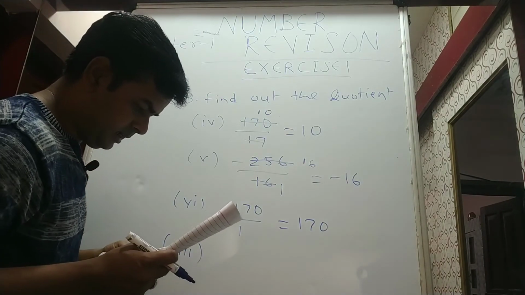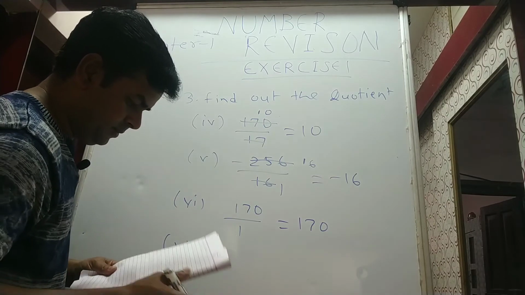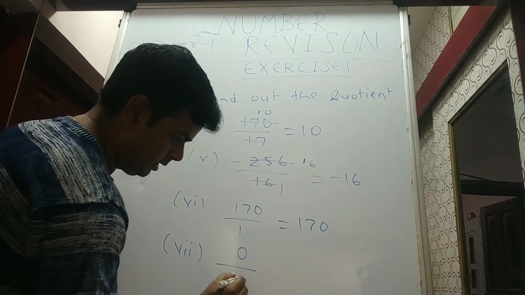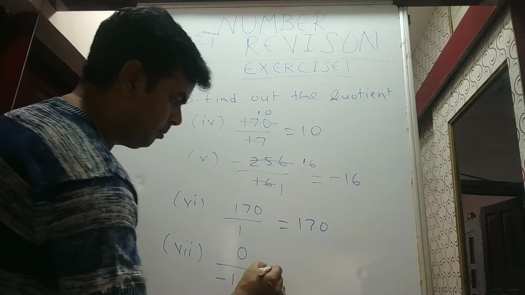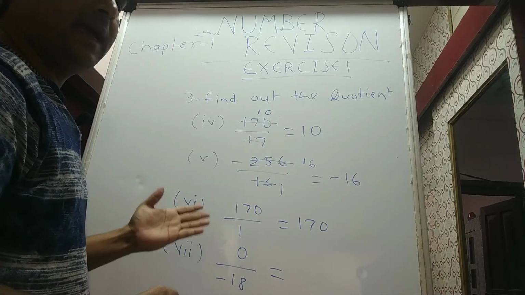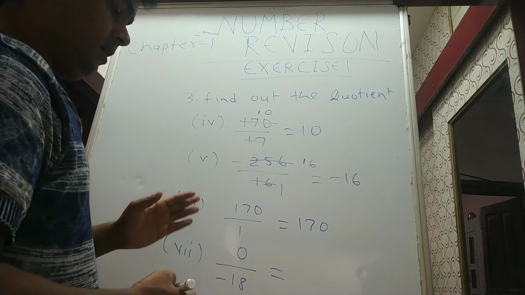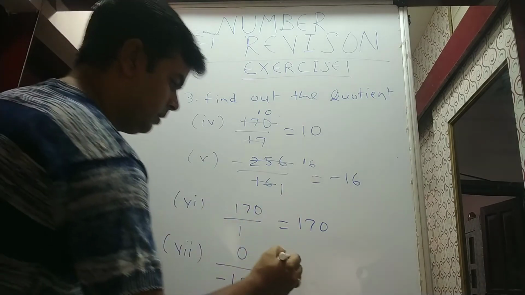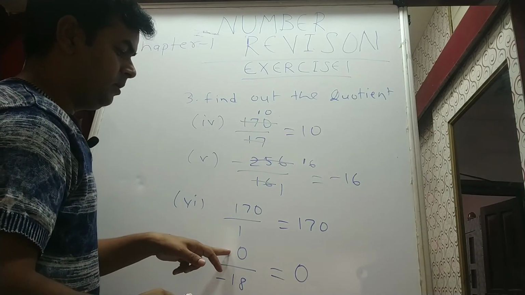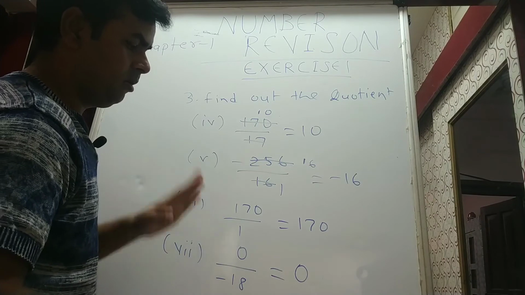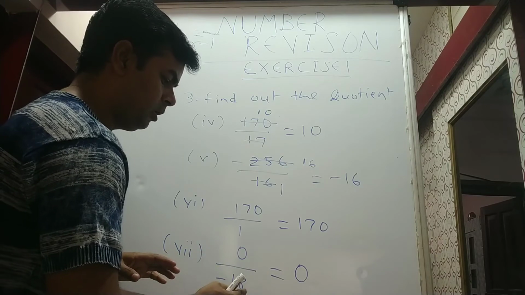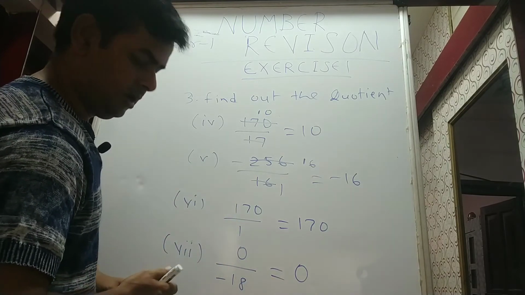Okay. Next question is 0 divided by minus 18. Always remember, if a number 0 is there in division as well as in multiplication, just write 0. If 0 is multiplied with any number, that will be 0 only. If 0 is divided by any number, that will be 0 only. But 0 should not be in the denominator, it should be in the numerator only.